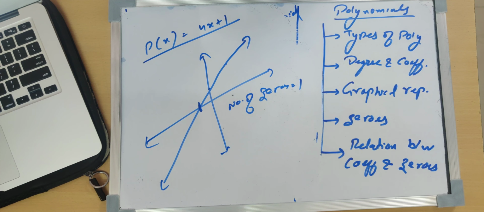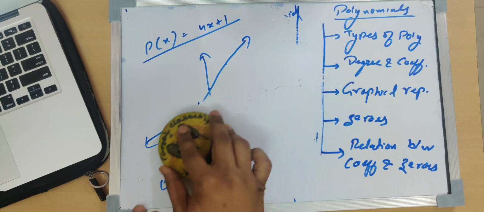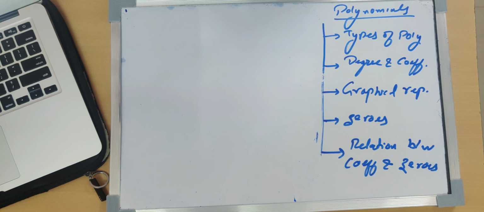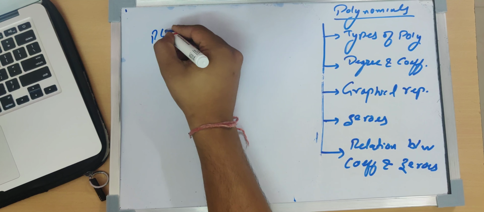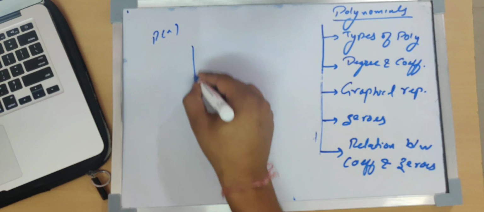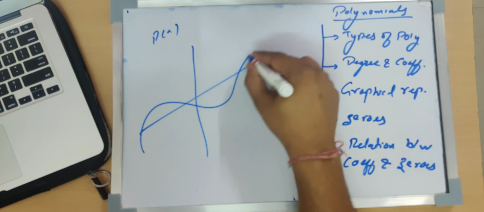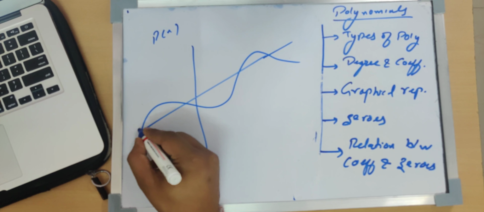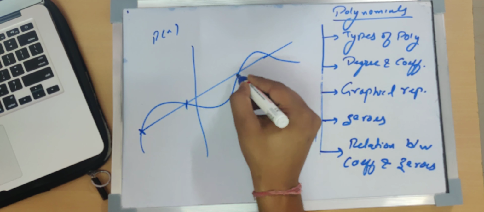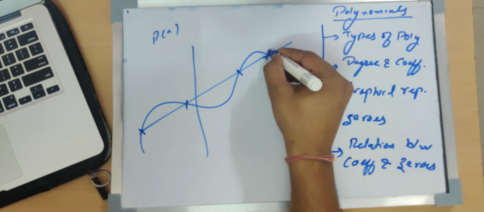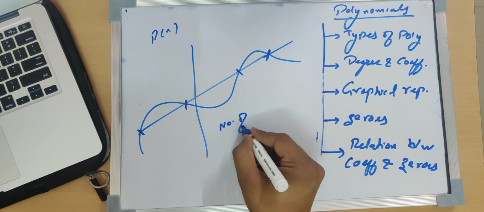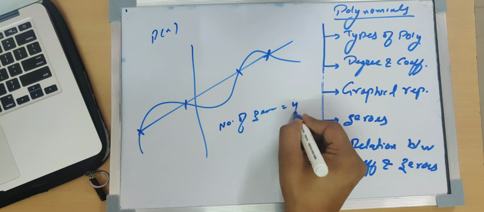This was the example when the polynomial was given. It could be that the polynomial is not given, but it is said that you have a polynomial p(x) and its graph is given like this, and you are supposed to tell how many zeros are present. So you are supposed to see at how many points the graph is cutting the x-axis. So we are getting 4 points, right? So we will say that the number of zeros is 4.